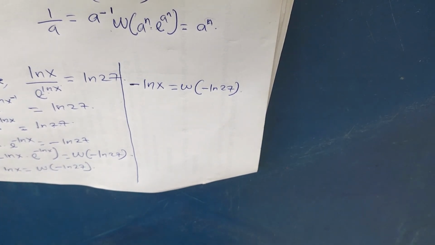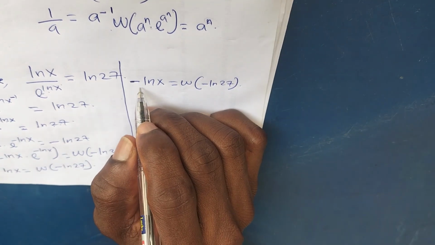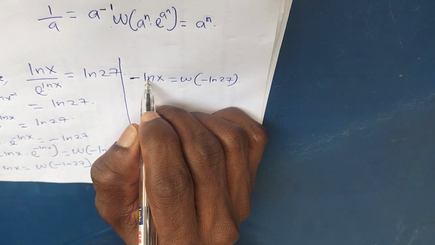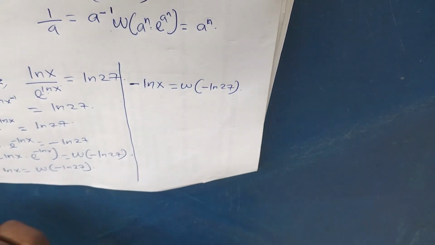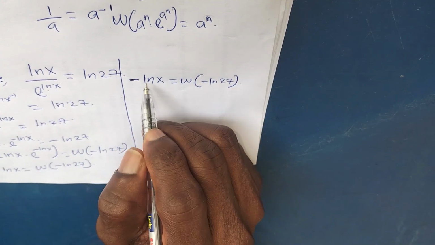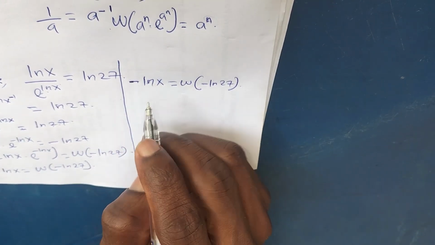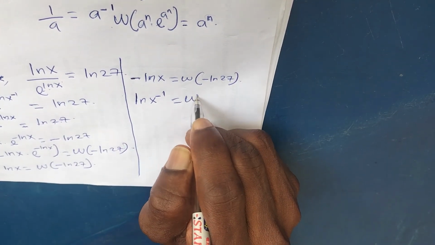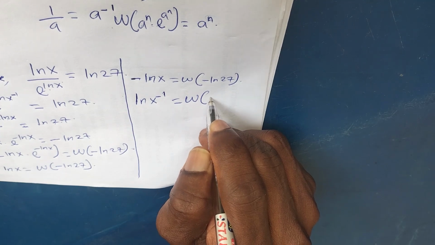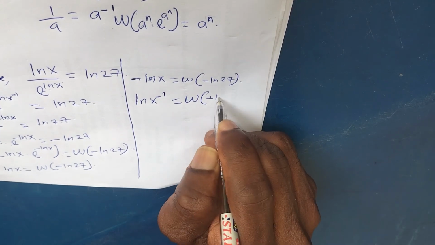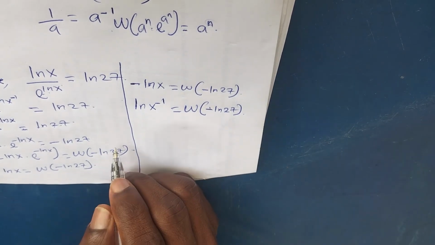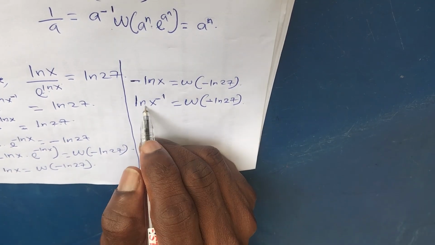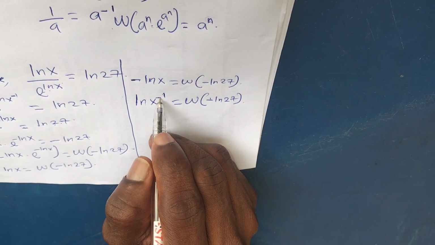Okay, we have an ln here and a negative sign here. We can rewrite the whole of this to be ln of x to the negative 1 equals the Lambert W function of negative ln of 27, close bracket. So I can write ln of x to the power of negative 1 equals the Lambert W function.